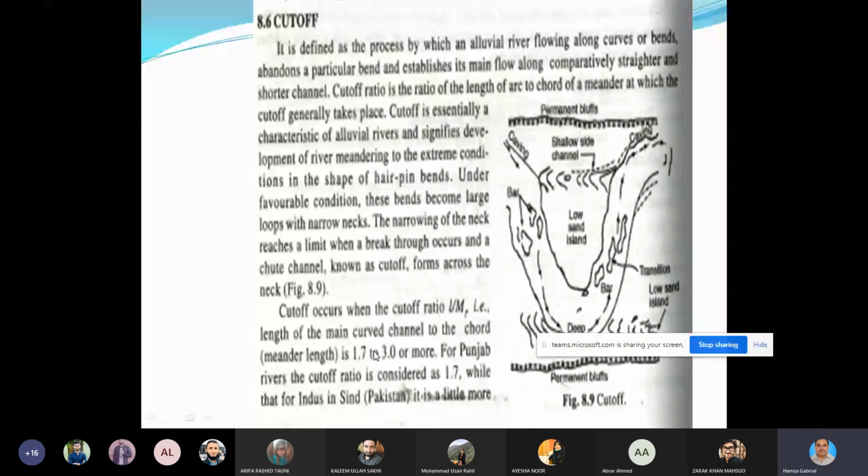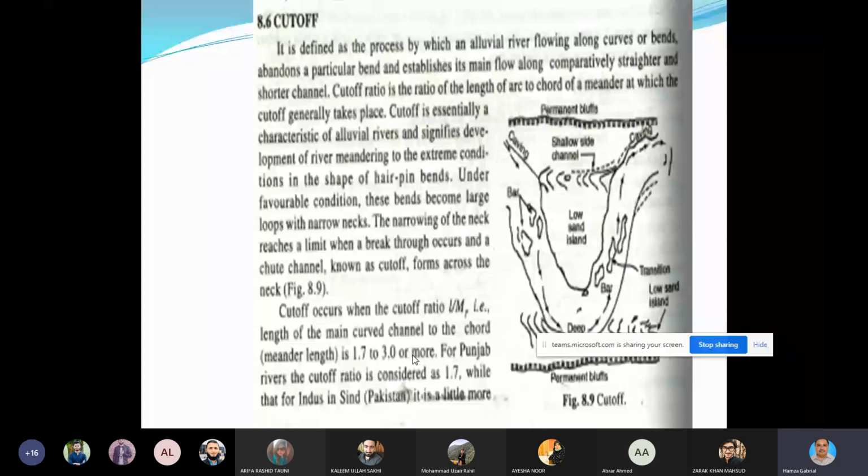अगर ये कट ऑफ रेशियो 1.7 से 3 या इससे ज़्यादा होगी तो कट ऑफ will occur. So you can forecast or predict the formation of a cutoff. Especially for the Punjab province, the cutoff ratio is considered as 1.7. अगर ये cutoff ratio 1.7 हो जाए, so you can predict that a cutoff will be formed off and an oxbow lake will be formed.